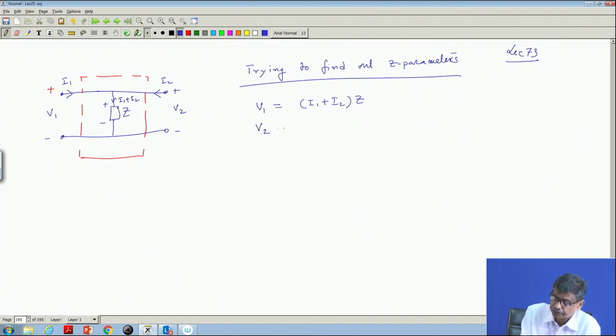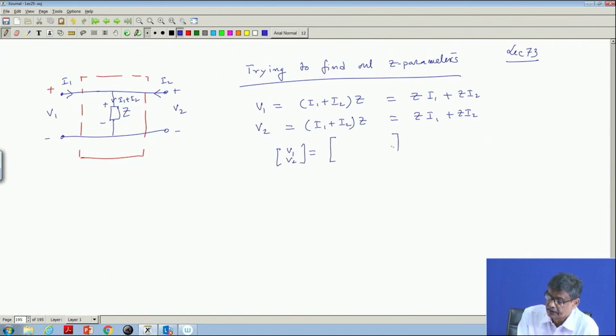Similarly, V2 is also equal to (I1 plus I2) into Z. This one is Z into I1 plus Z into I2, and this one is also Z into I1 plus Z into I2. So if you write V1, V2 in matrix form, the impedance matrix is very much present, with entries Z, Z, Z, Z, multiplying I1, I2.